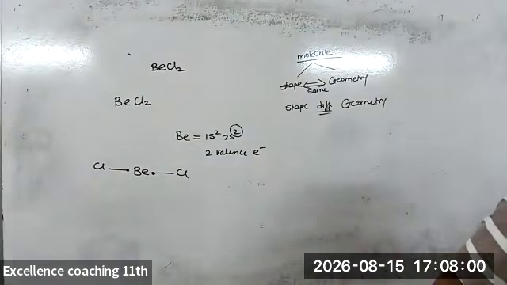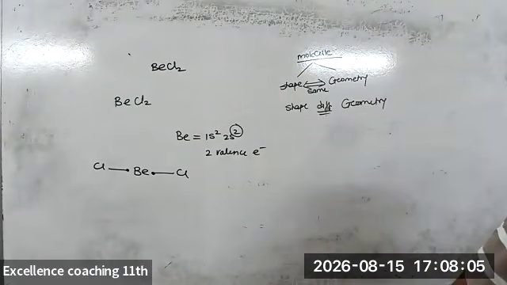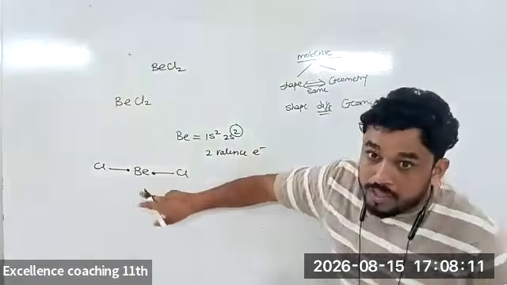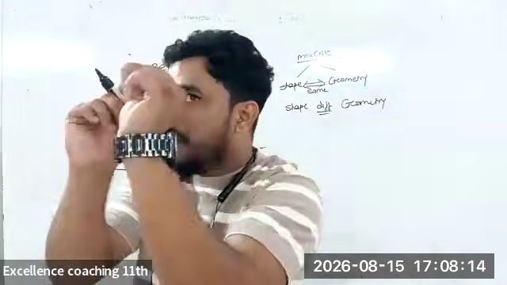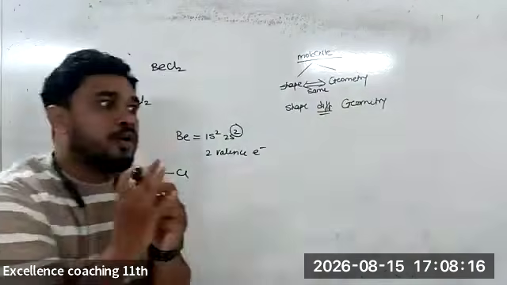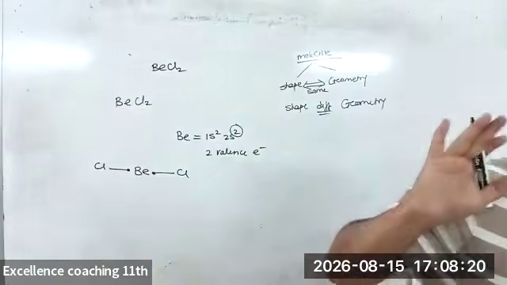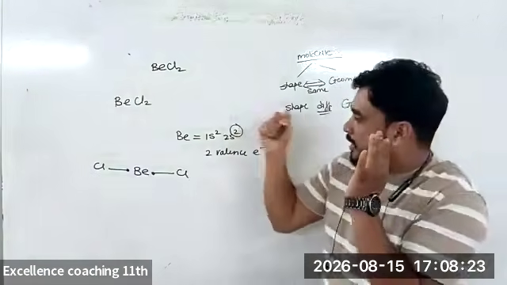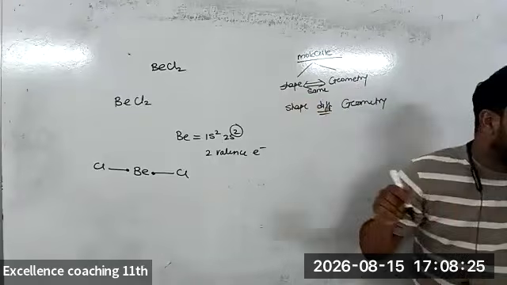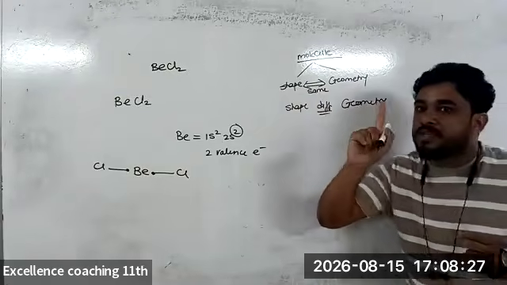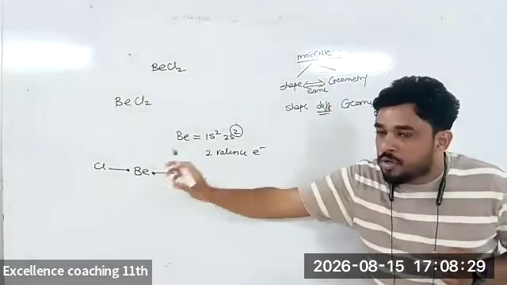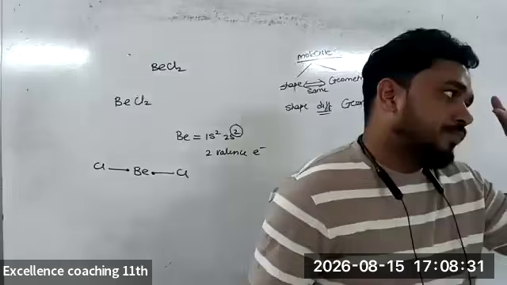The shape of a molecule depends upon what? Number of valence shell electrons, bonded or non-bonded around the central atom. So our central atom is important. The number of valence shell electrons around it determines the shape and geometry of the molecule. As I told you, shape and geometry both can be same, and both can be different. Mainly it depends on the central atom's valence shell.